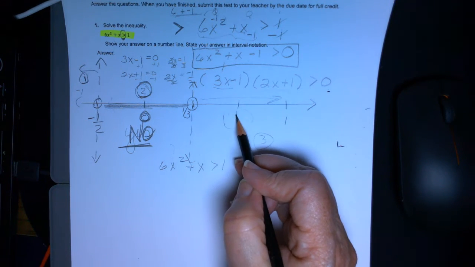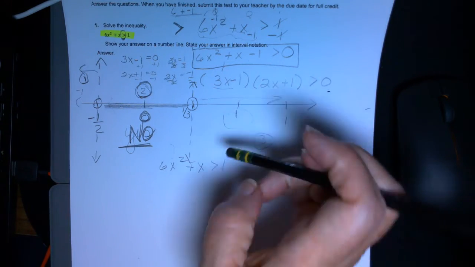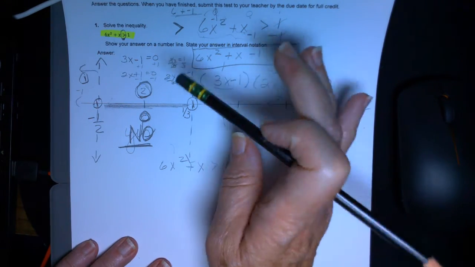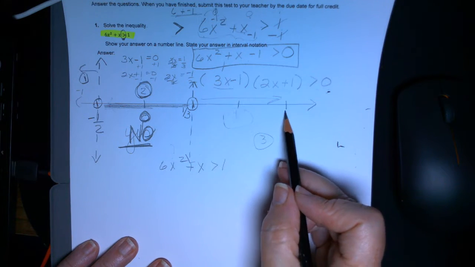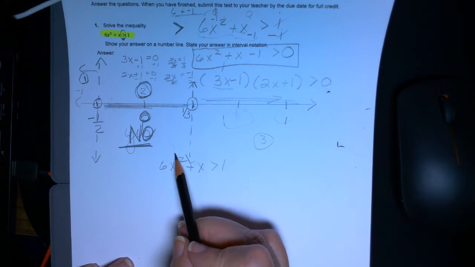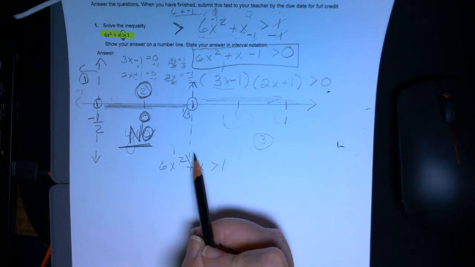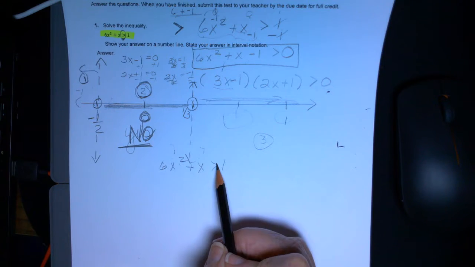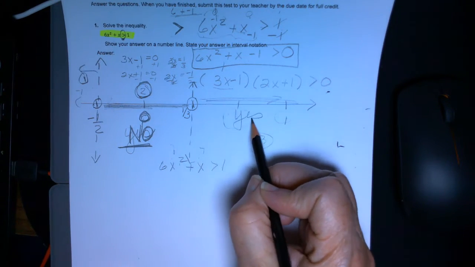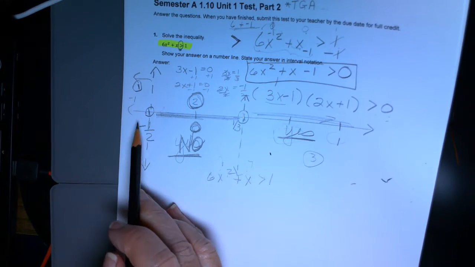I'm going to pick the number 1. Oh, number 1's over here. I already see it, that's 2/3. 1 is right here, so it is in this area. So I'll pick 1 and substitute it back in here. 1 squared is 1, times 6 is 6, plus 1 is 7. Is 7 greater than 1? Yes.